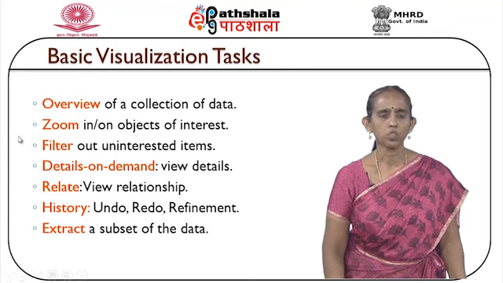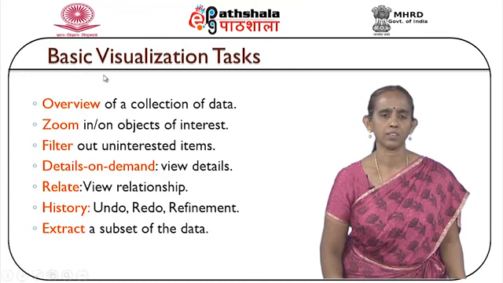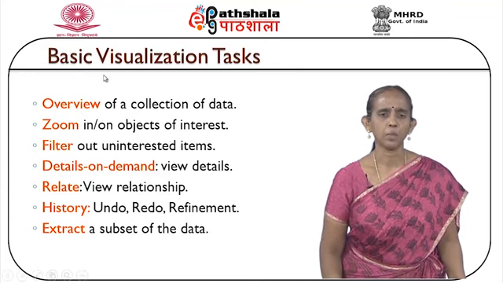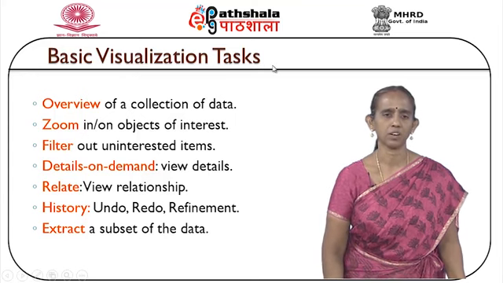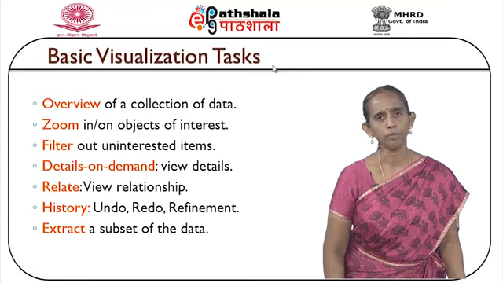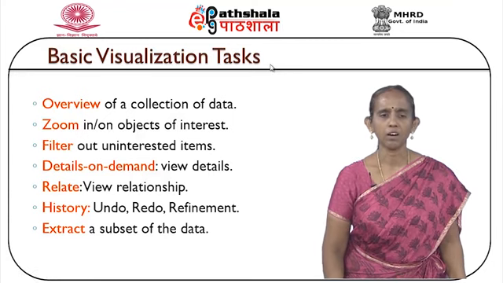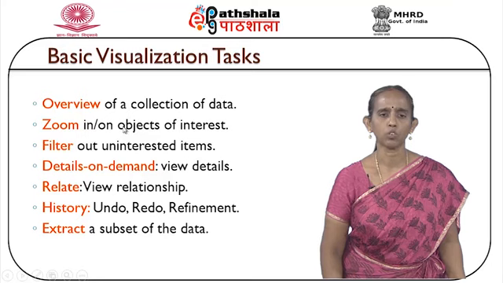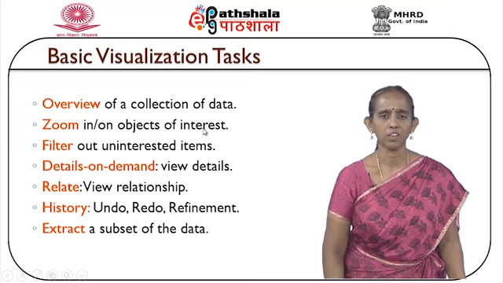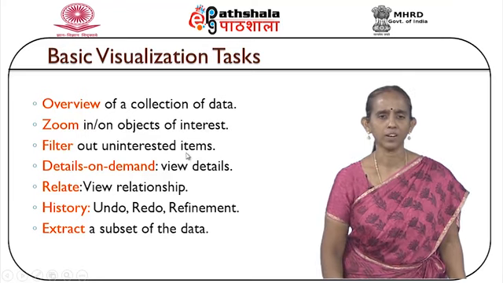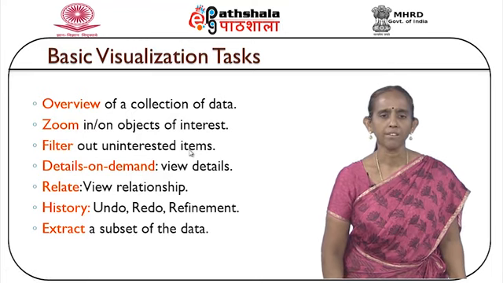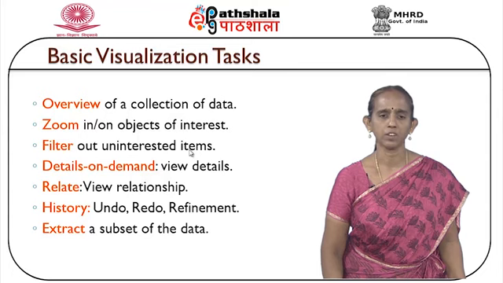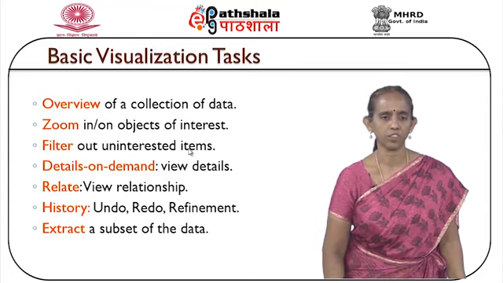So in all these various data types we have seen, the basic visualization tasks that can be performed over these data types are: overview, to get an overview of the collection of a data set; and zoom, where it is possible for us to zoom in on objects of interest. We can filter out uninteresting items, or filter in interesting items and show them to the end user. We can show details on demand, that is, it is possible for us to view the details only when the user is in need of those details.